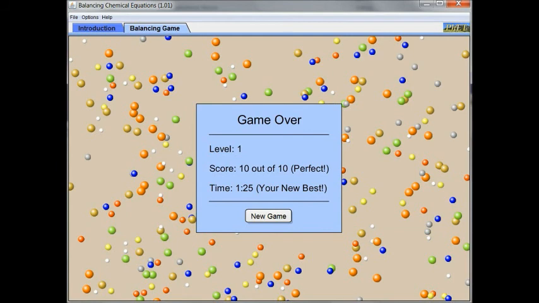This provides students with a more engaging and interactive way to learn how to balance chemical equations, rather than simply sitting down with pen and paper and answering questions.